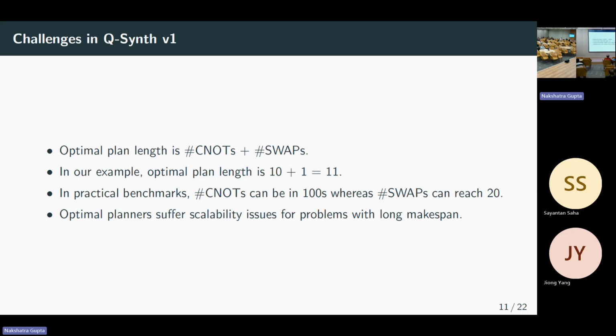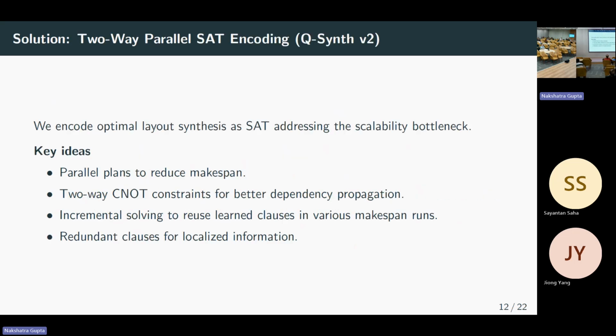So we want to solve this, and we propose SAT encoding based on parallel plans and incremental solving. So we have 4 key ideas. So first one is to use parallel plans to reduce make span, and then use two-way CNOT constraints for better dependency propagation, and then incremental solving to reuse some of the clauses that we learned, and use some redundant clauses to localize information. It seems to help CDCL solvers. Okay, I will go through one by one and give a little bit more information on these ideas.